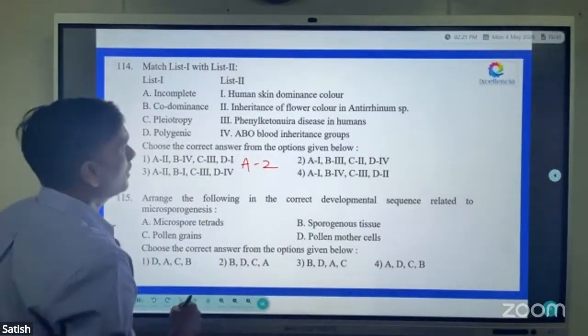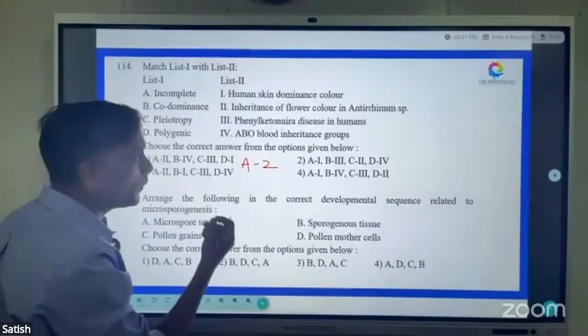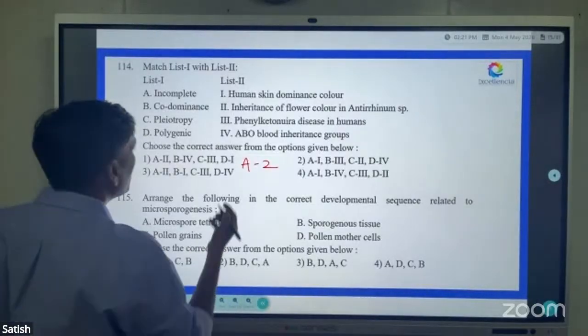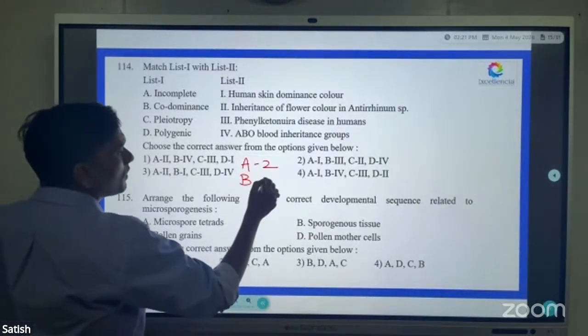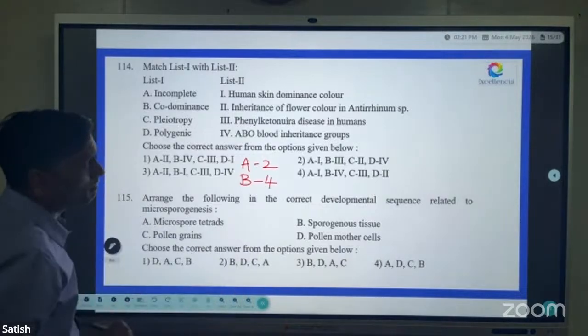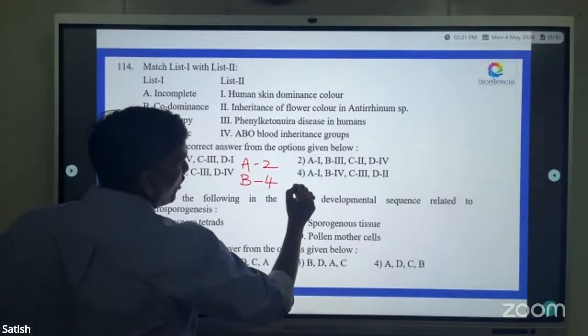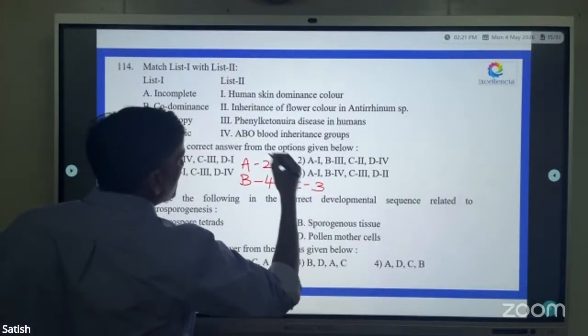Codominance. So codominance is mainly observed in blood grouping in animals and in lentils. In lentils also we can observe the codominance. So B4. Then pleiotropy. So as an example for pleiotropy, we can take phenylketonuria, C3.